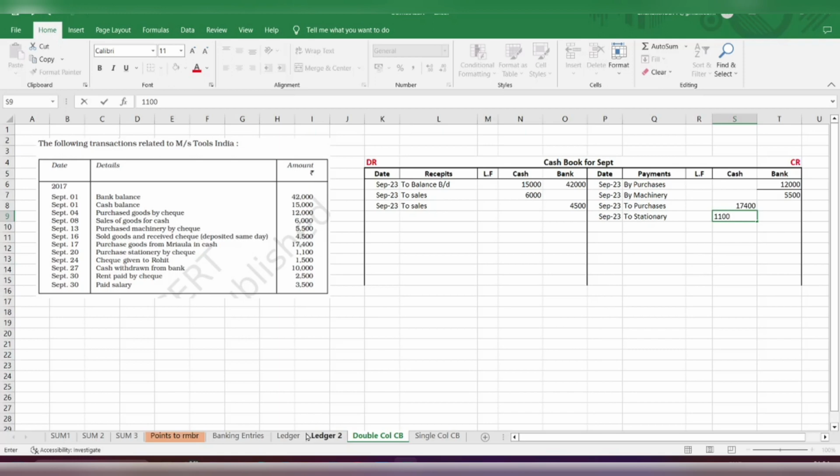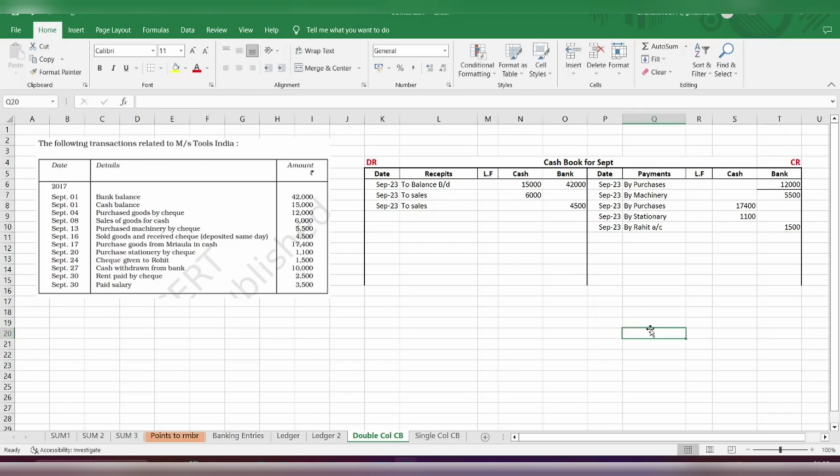Next, check given to Rohit. By reading this, what do we understand? Check given to Rohit, which means it's a payment. So, to Rohit account. Check is given, so 1,500 in the bank column.